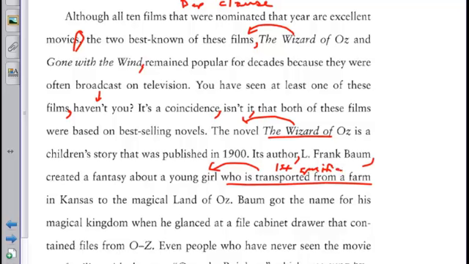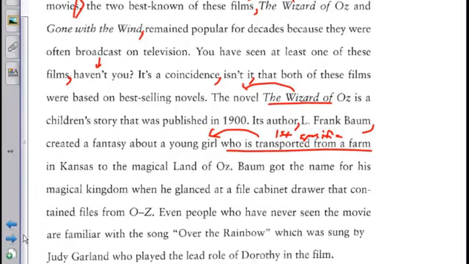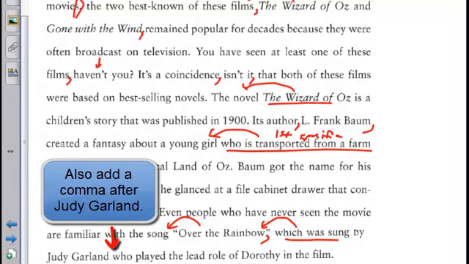Baum got the name for his magical kingdom when he glanced at a file cabinet drawer that contained files from O to Z. Nothing there. Even people who have never seen the movie are familiar with the song Over the Rainbow, which was sung by Judy Garland. Now notice Over the Rainbow redescribes song, but song isn't specific yet. But this whole which was sung by redescribes Over the Rainbow, and since Over the Rainbow is the name of the song, I do need to set that which was sung by off with a comma.